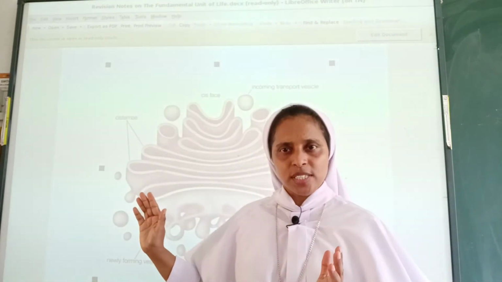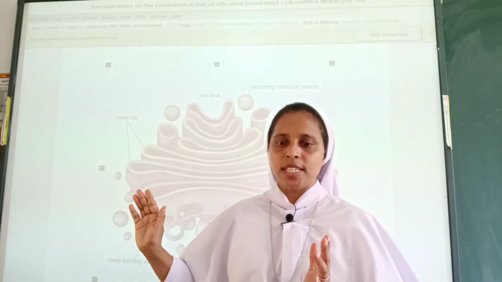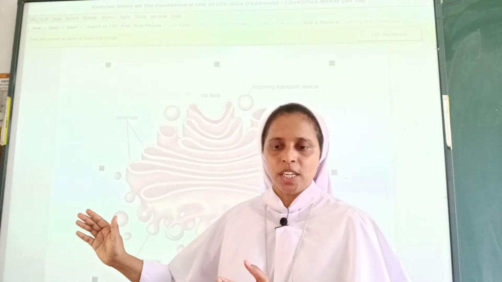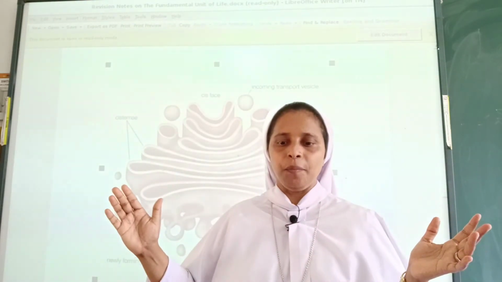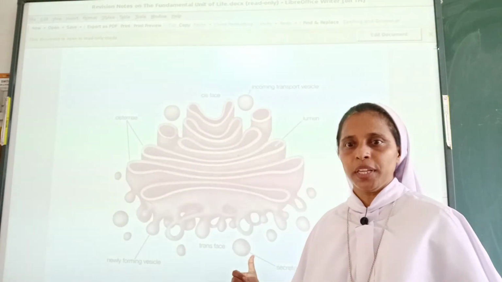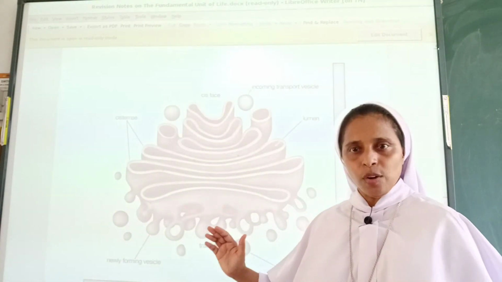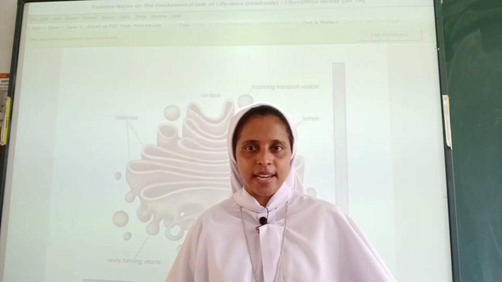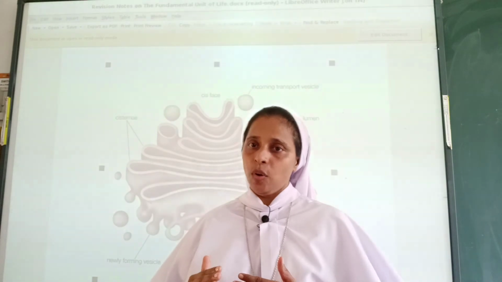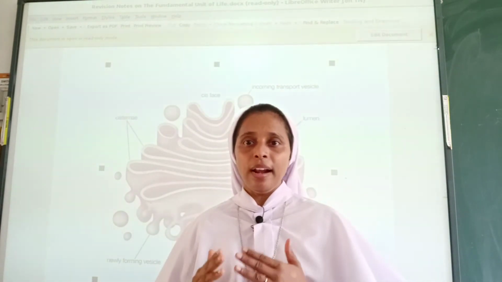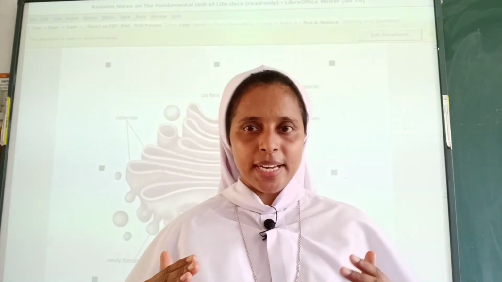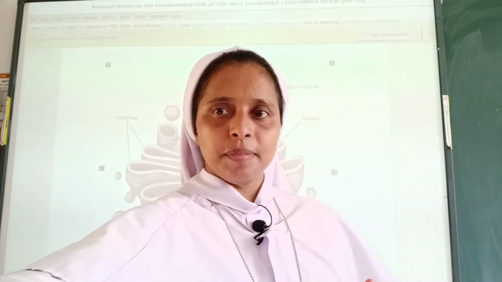And what is the main function of this Golgi apparatus? The main function is that it carries all the materials synthesized in the endoplasmic reticulum to the different parts of the cell. And where is this material stored? This material is stored in the vesicles, you can see here. Another function of Golgi apparatus is the formation of complex sugars, and another is the formation of lysosomes. So now let us learn how to draw this endoplasmic reticulum as well as Golgi apparatus.